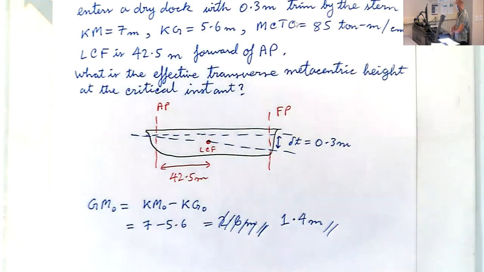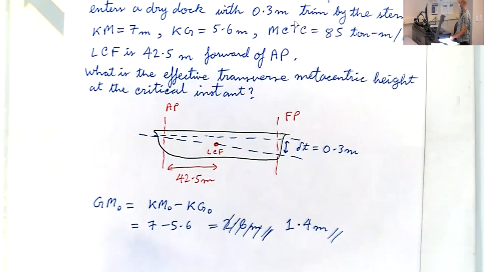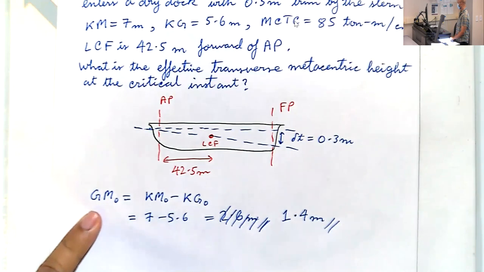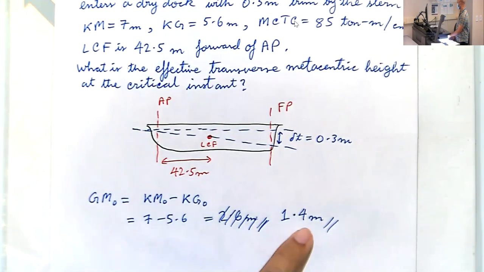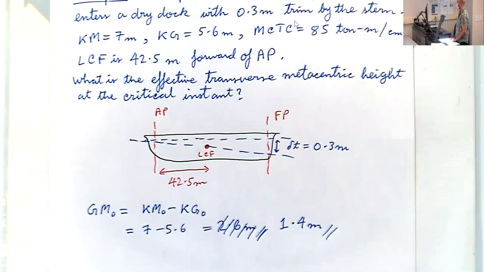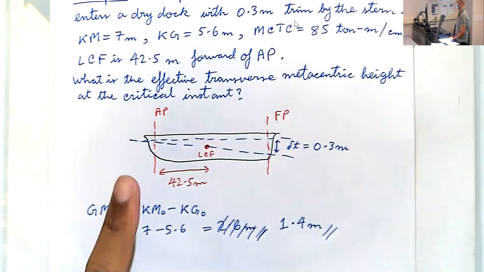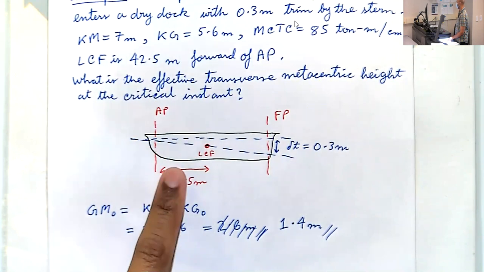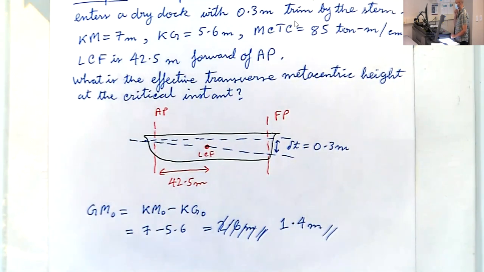So this problem is actually very straightforward. So now, that's when we were freely floating. That was our GM. So we are very stable, nice and stable. Our job is to figure out at the critical instant, will we go unstable or not? Why is it called the critical instant? Okay, finish writing and then we'll think about why it's called the critical instant.